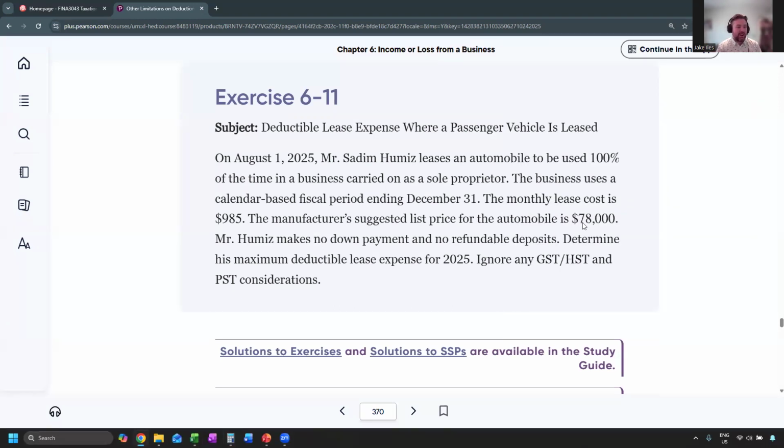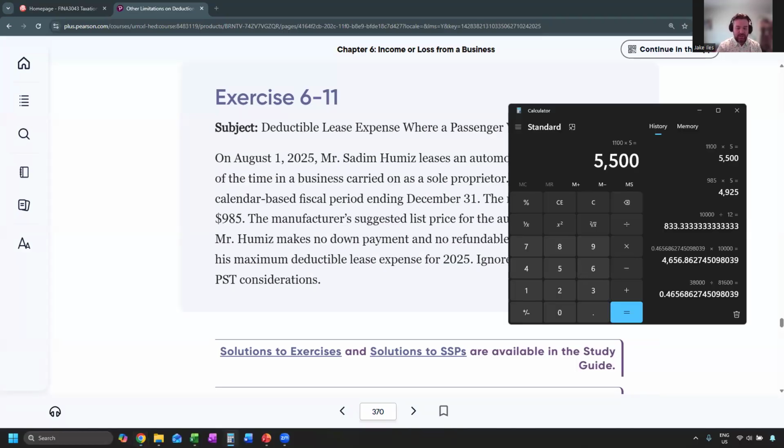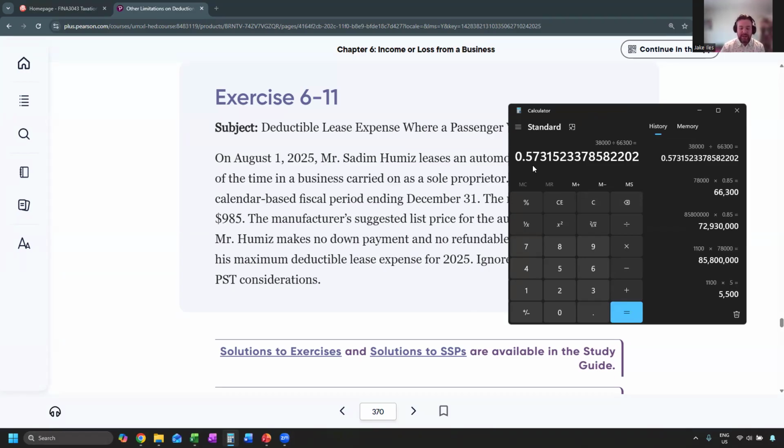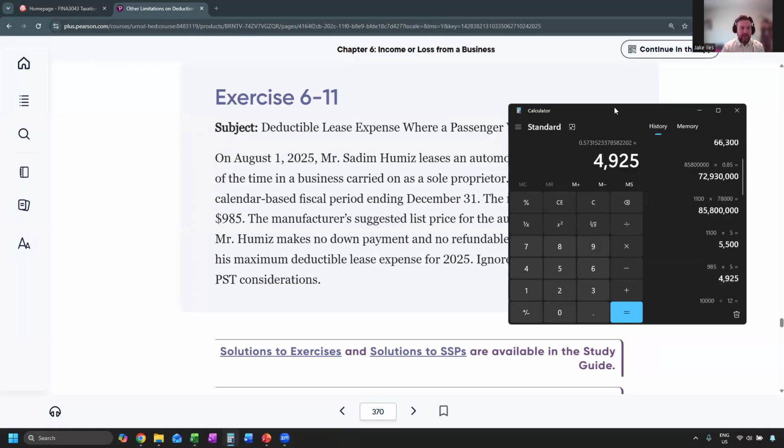But the value of that car is very high, $78,000. So $78,000 times 0.85 is $66,300. So this becomes our denominator in that anti-avoidance formula. $38,000 divided by $66,300, we can only deduct 57% of our lease payments that we've made. We already calculated that we paid $4,925. There it is down here. So our anti-avoidance formula says of the amount we've paid, we can only deduct $2,823.